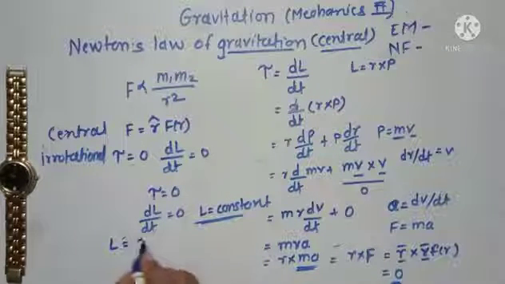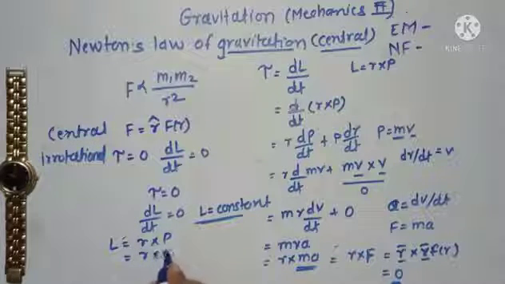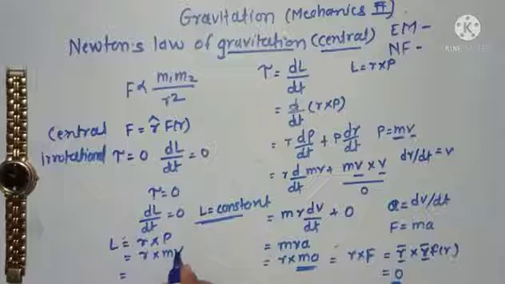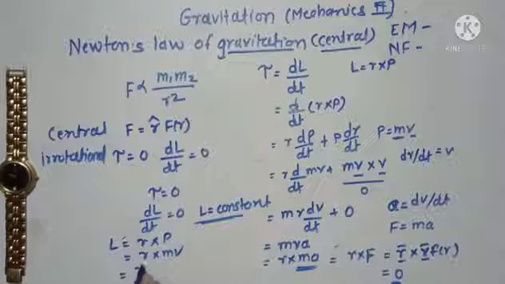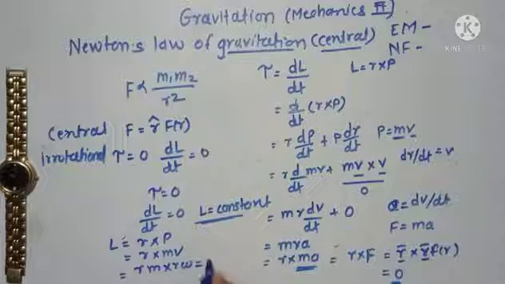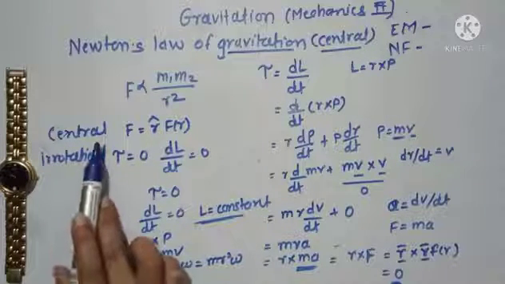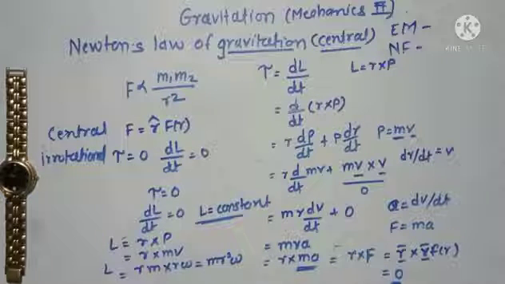Now we can also calculate this L. It is given by r cross p. If I put the value of p as mv, and again put v as r omega, I can write this L in a different form as m r square omega. This is nothing but the angular momentum in an irrotational central gravitational force field.